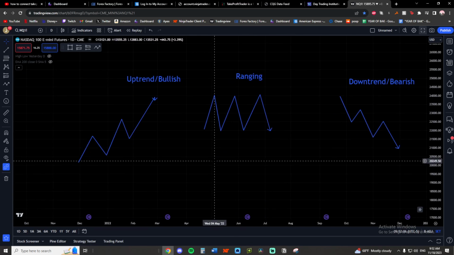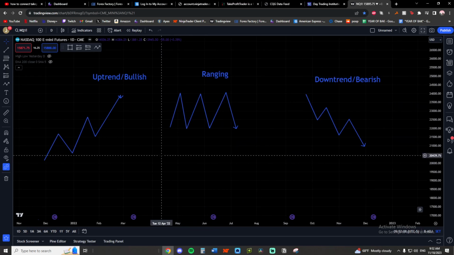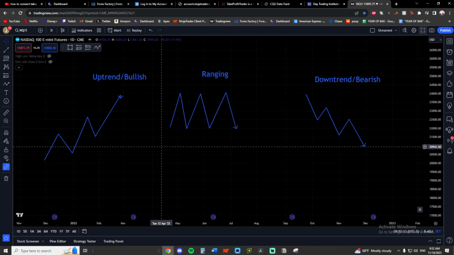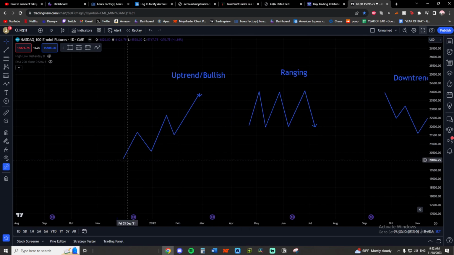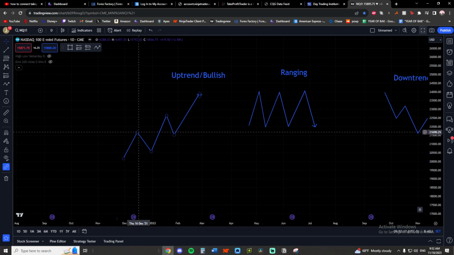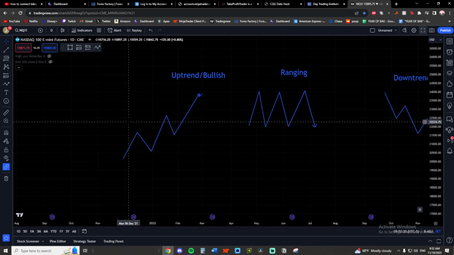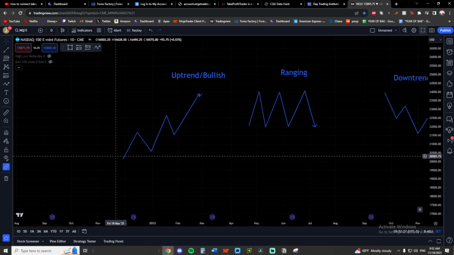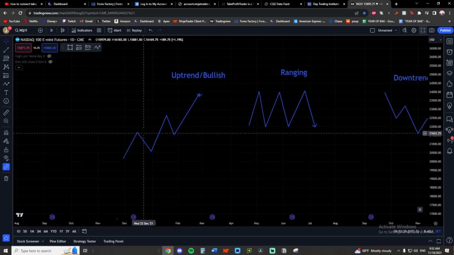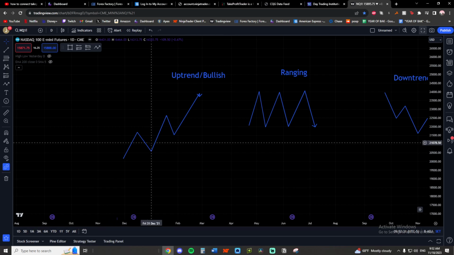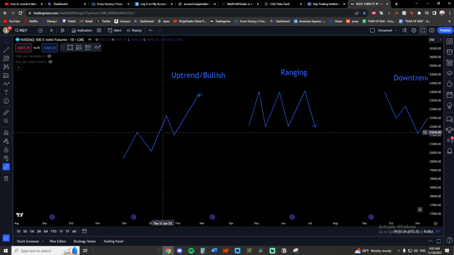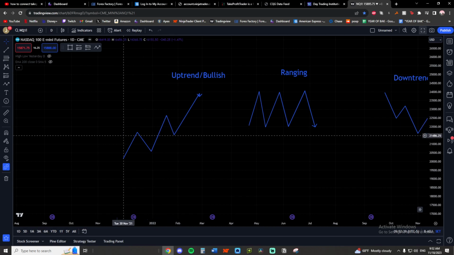What I want you to pay attention to here are these points. These are what we call highs and lows. When price creates a high, obviously it's a high, and when price retraces or goes lower, it creates a low. When it comes specifically to uptrends, price creates a high and then a low, and then it's going to create a higher high and then a higher low. What defines these higher highs and higher lows depends on the previous highs and lows.